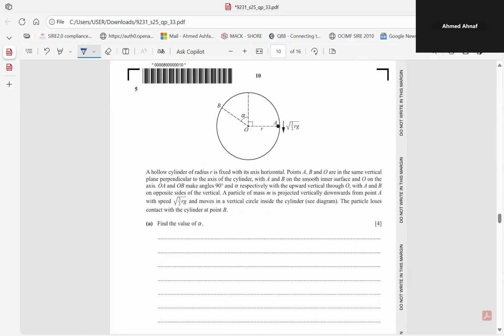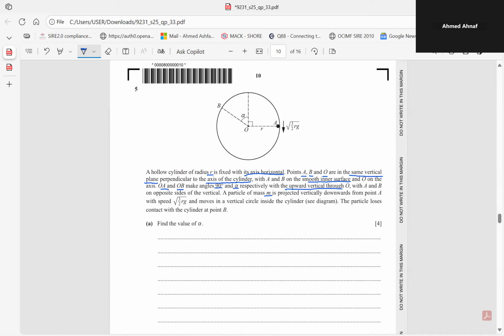Okay, so for this question, we're told that a hollow cylinder of radius r is fixed with its axis horizontal. So that means this is a vertical circle, okay? And points A, B, and O are in the same vertical plane, perpendicular to the axis of the cylinder, with A and B on the smooth inner surface and O on the axis. So it's the center, okay? OA and OB make angles 90 and alpha respectively with the upward vertical through O. Yeah, it's given a diagram with A and B on opposite sides of the vertical.